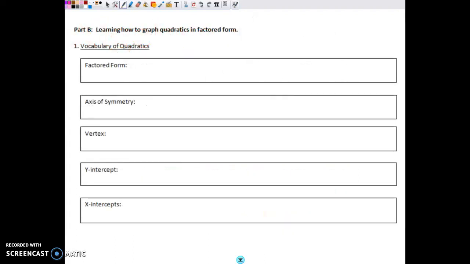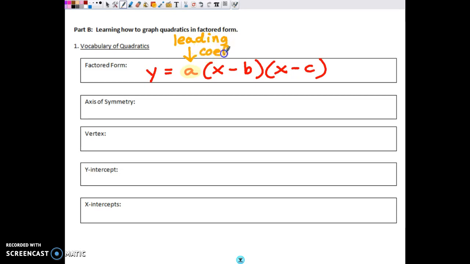Let's begin. Factored form looks like this. Y equals A times x minus B, x minus C. Okay. Now, some important things you need to know about this factored form of a quadratic function. That A is super important. That A is called the leading coefficient, just like it was in Unit 7.